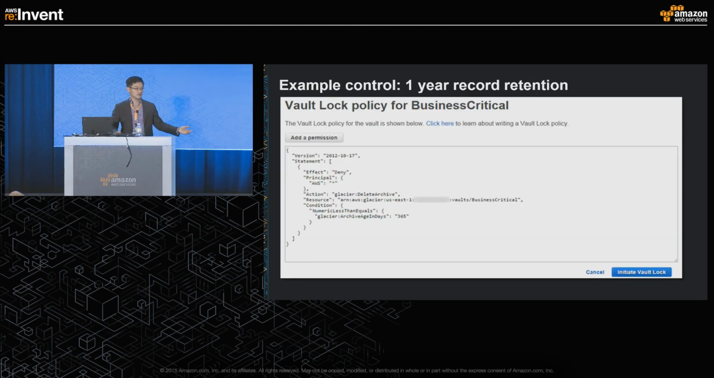So this is all you need to implement this 1 year retention. It's probably like 10 lines of code. As you can see, the effect here is deny, which means I'm going to block that operation. The operation in here is Glacier:DeleteArchive. And then the resource is the container. This is my business critical vault that I want to deploy a retention policy on. And then the condition is the most interesting part. This is where the control code, archive age in days, comes into play. This is where I say archive age in days is 365 days, and I use a numeric less than equal to comparison.